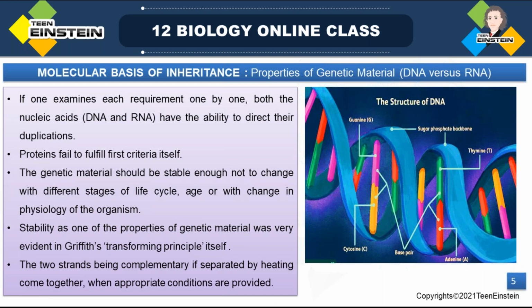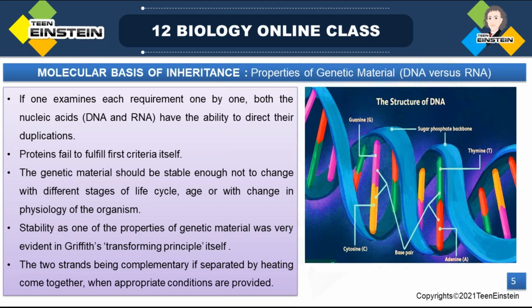So now we know that both DNA and RNA have the capacity to duplicate themselves. But proteins don't have the capacity to replicate, and they are not fulfilling all these characters of the genetic material. We have already said that genetic material should be stable and should not change with age or physiological change or changes in the life cycle of an organism, right?